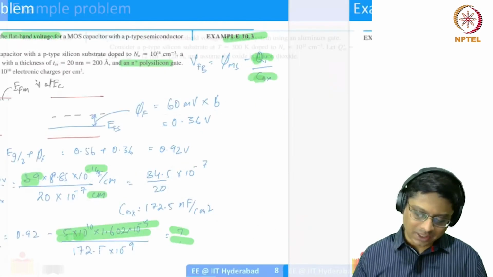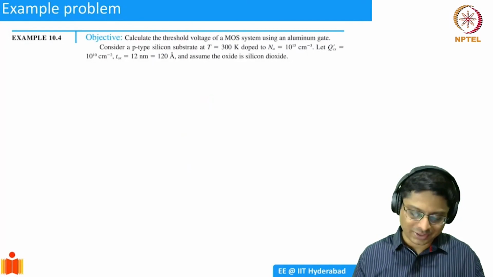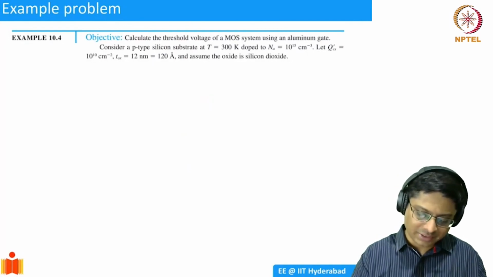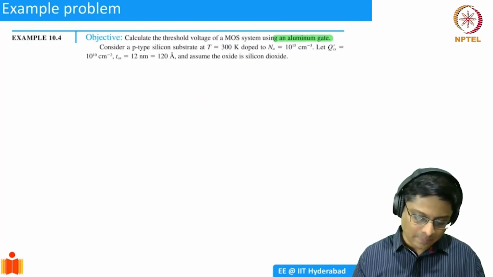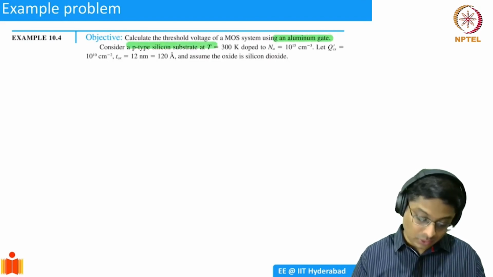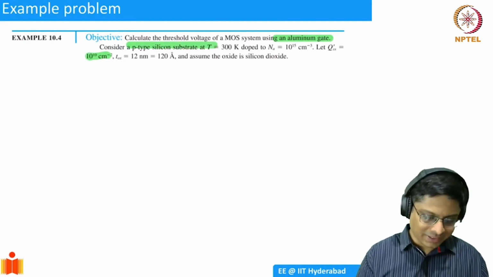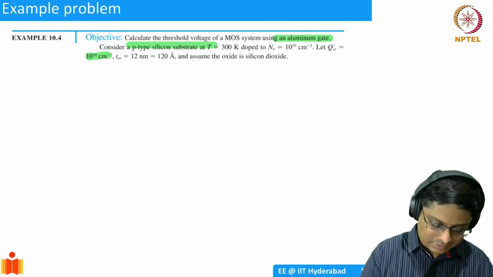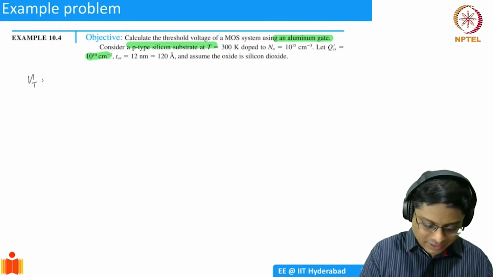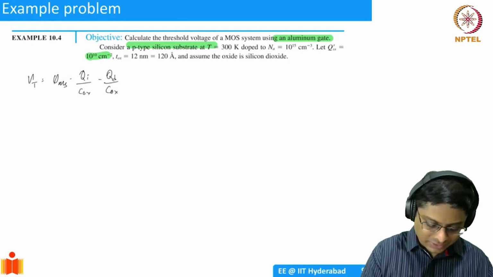And just one last example. What is the threshold voltage? Now with aluminum gate, P-type substrate. All of it is involved here. So basically your VT is going to be phi ms minus Qi by Cox. Please write it multiple times so that you will not make a mistake in this, plus 2 phi f.